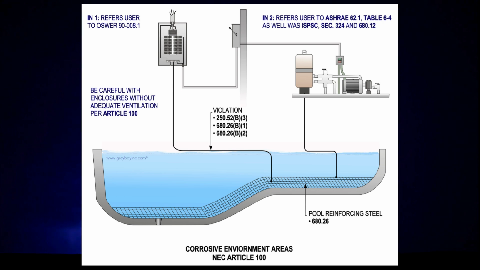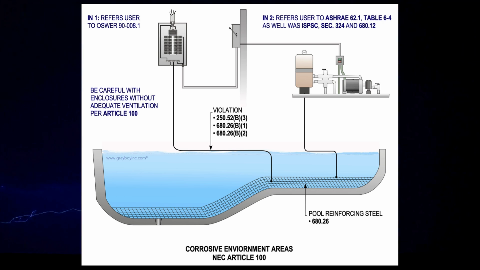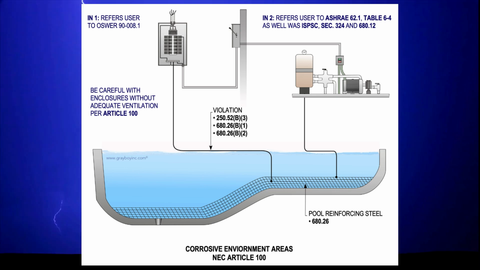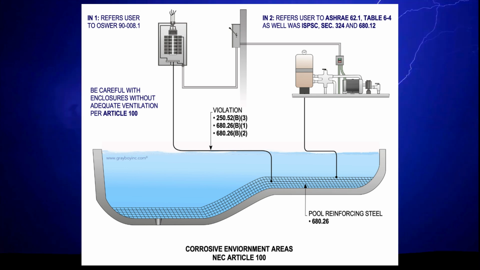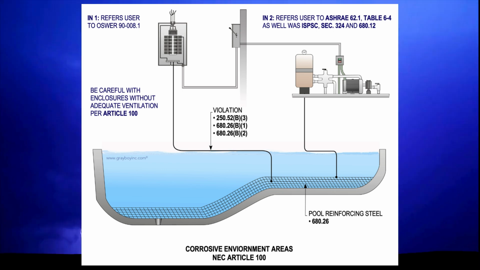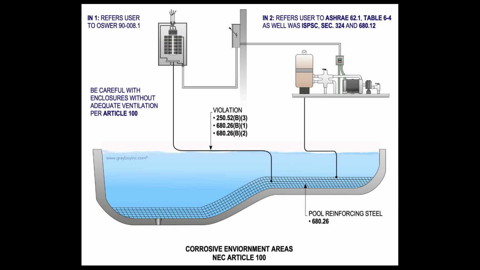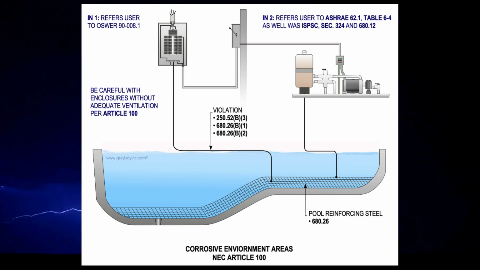Swimming Pool Chemical, Chlorine, OSWER 90-008.1, June 1990. A new Informational Note 2 has been added to support the revisions to the definition. The text in Informational Note 2 is relocated and reformatted from the Informational Note in 680.12.